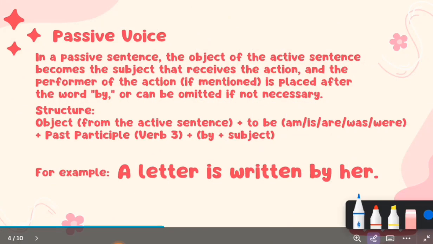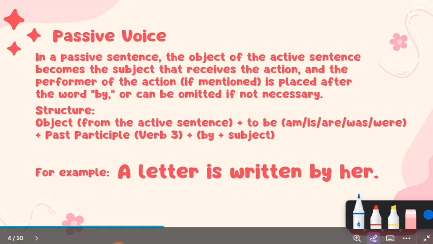Passive voice. In a passive sentence, the object of the active sentence becomes the subject that receives the action, and the performer of the action is placed after the word by, or left out if it's not necessary. The structure of passive voice is object plus to be plus past participle, using verb 3, plus subject.